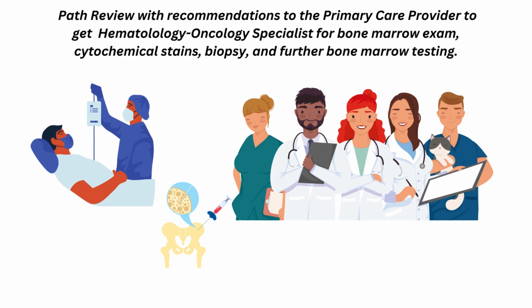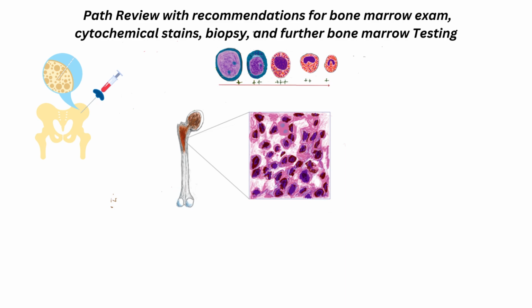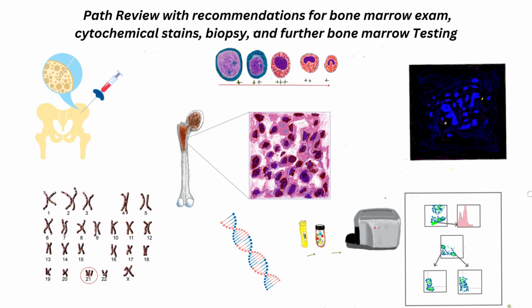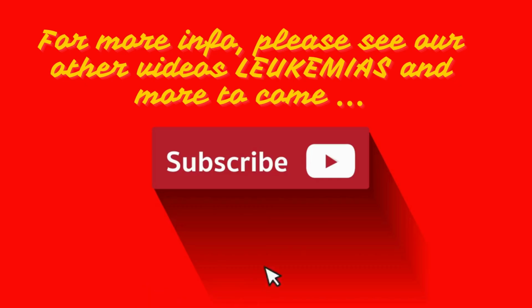And the likely scenario is that the pathologist will discuss findings with recommendations to the primary care provider to consult a hematology oncology specialist for a bone marrow exam with cytochemical stains, biopsy, and further bone marrow testing. Flow cytometry, cytogenetics, including fluorescence in situ hybridization, and molecular testing.